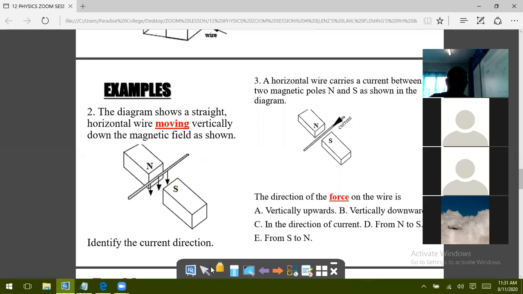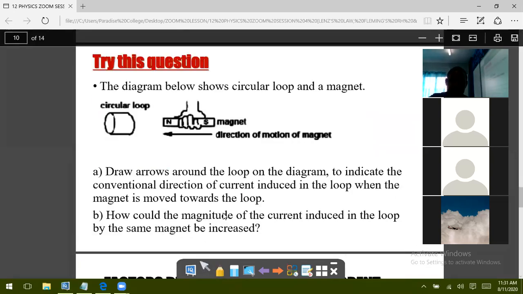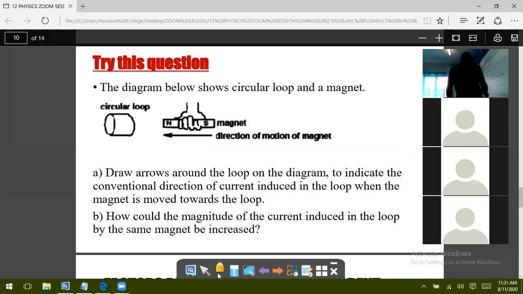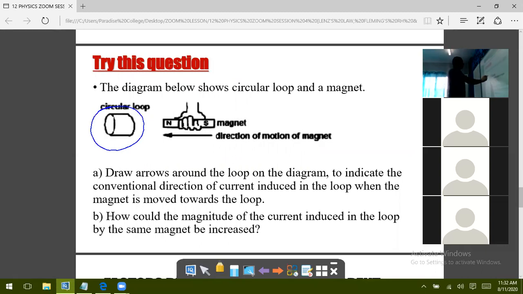Okay, now let's move a little bit further down and check this question. We're doing that together. The diagram below shows a circular loop and a magnet. We got a magnet, North pole and South pole as labeled already. Direction of motion: North pole is brought towards the loop. That's basically a solenoid.